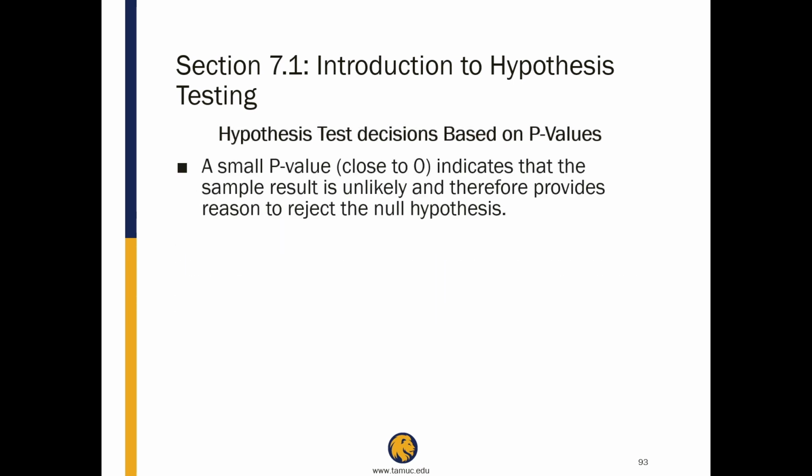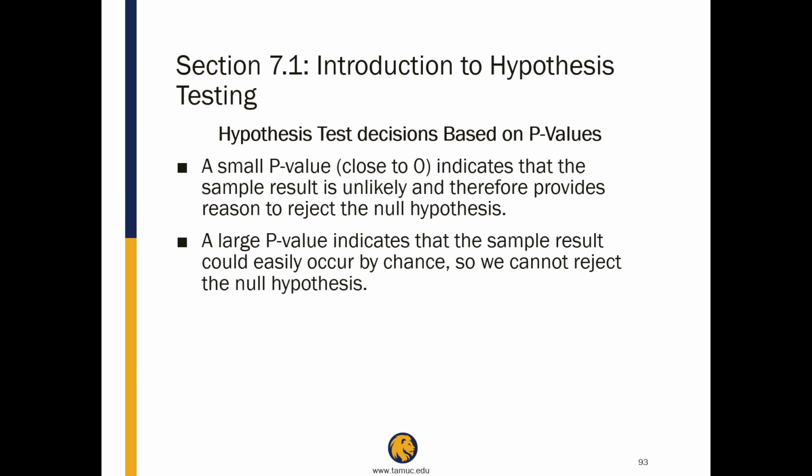So a very small p-value indicates that the sample is unlikely and therefore provides reason to reject the null hypothesis. Basically, since we're starting with the assumption that the null hypothesis is true, the sample we get contradicts it. The probability that it happened for some other reason is higher. It's very unlikely that the null hypothesis being true would result in a sample like the one we see. So the p-value tells us that.